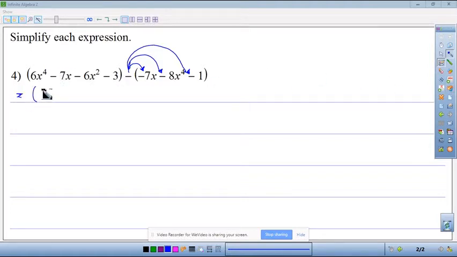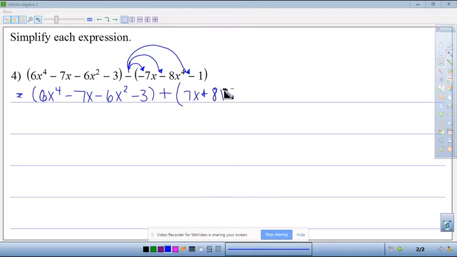So it's going to say 6x to the fourth minus 7x minus 6x squared minus 3. I'm turning it into addition by distributing that negative. And so my next polynomial now, the negative 7x becomes positive 7x. The negative 8x to the fourth becomes positive 8x to the fourth. The negative 1 becomes positive 1. So distributing the negative changes my signs.